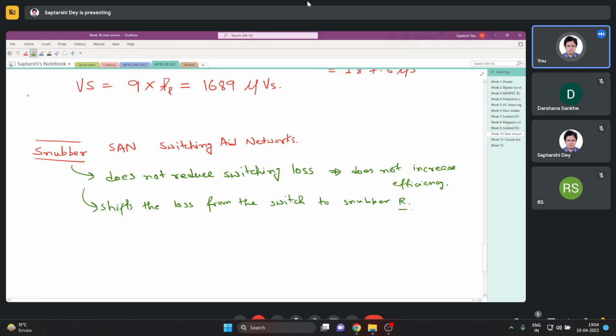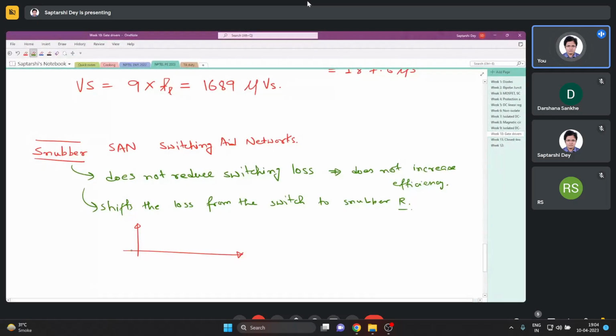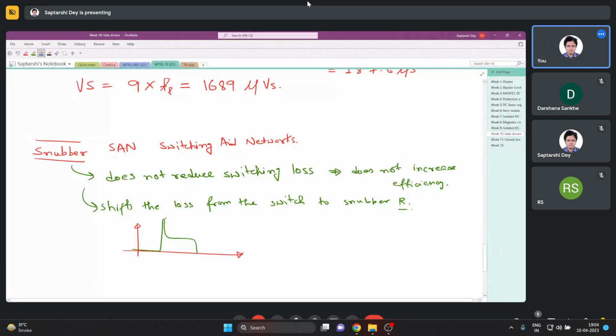Maybe the voltage spikes I was talking about some classes back: if you have leakage inductance, then when you turn off a switch, you actually get a voltage like this. These peaks a snubber can reduce. So overall, the heat dissipated in the switch will be reduced, but that heat is getting dissipated somewhere else, in the snubber resistance. So the snubber protects the switch, but it does not reduce the loss or increase the efficiency of the circuit.